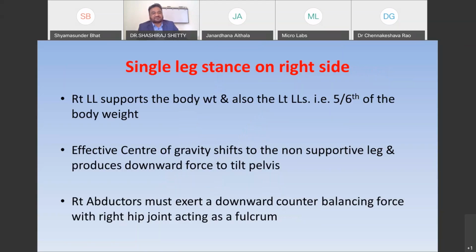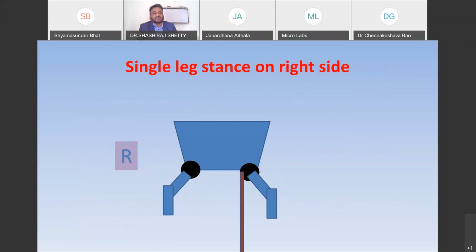Single leg stance on the right side. The right lower limb supports the body weight minus the left lower limb, that is 5/6 of the body weight. The effective center of gravity shifts to the non-supportive leg and produces a downward force that tilts the pelvis. The right abductor must exert a downward counterbalancing force with the right hip joint as a fulcrum.